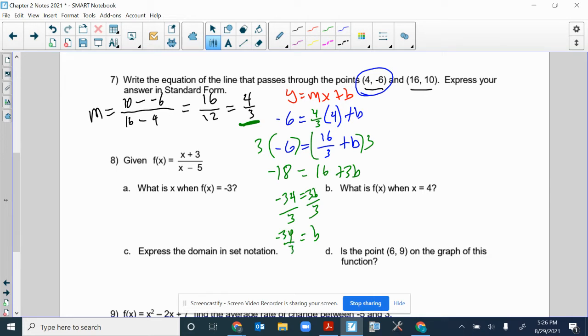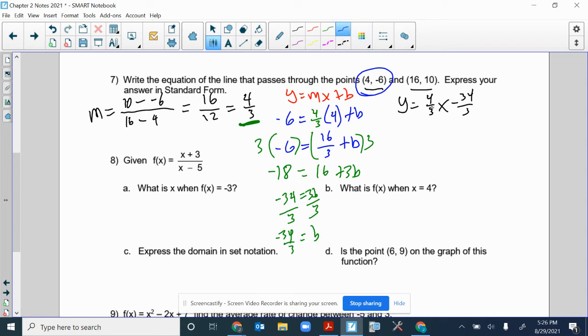We're not done yet because we have to write the equation with everything we know. So it'd be 4/3 x minus 34 over 3, which is our b. That's in slope intercept form.